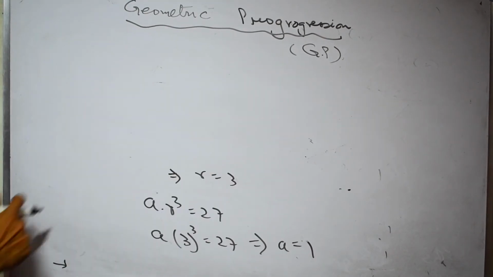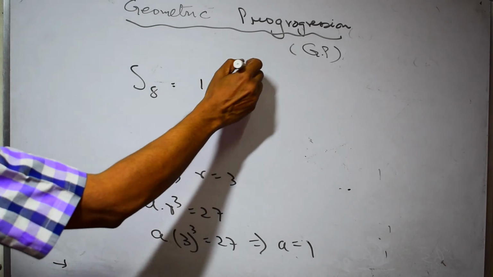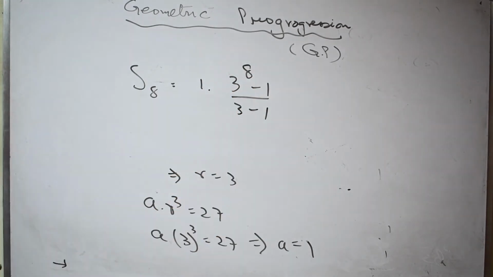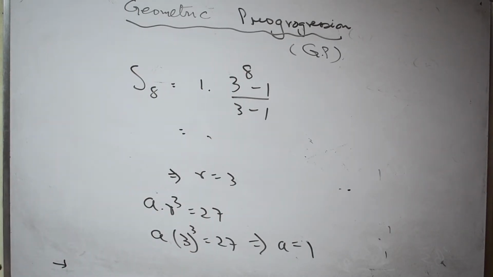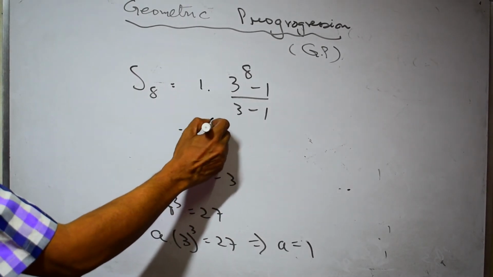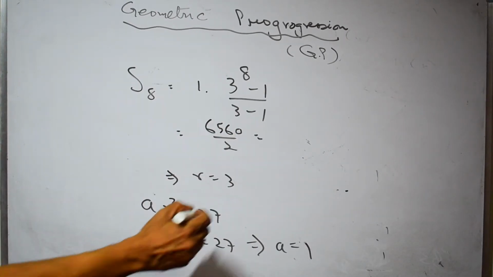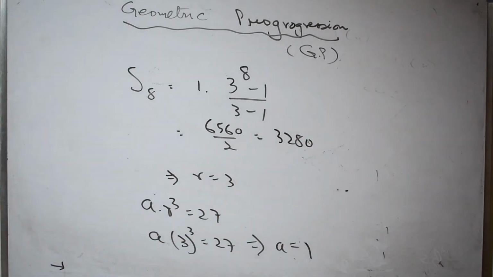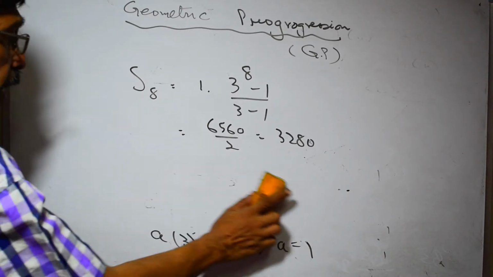So our answer, sum of 8 terms, will be A, that is 1, times 3 to the power 8 minus 1 by 3 minus 1, because R is 3. So our final answer will be 6560 by 2, because 3 to the power 8 is 6561, and then minus 1 is 6560. The final answer is 6560 by 2, and the result is 3280.